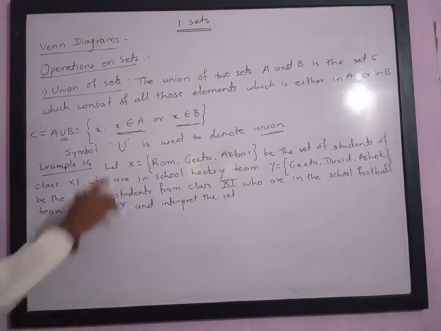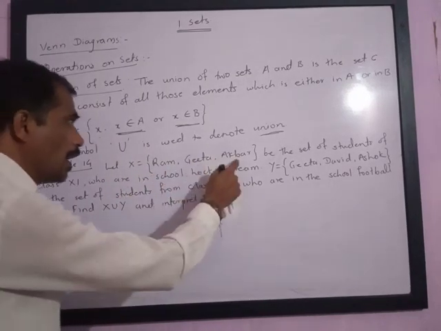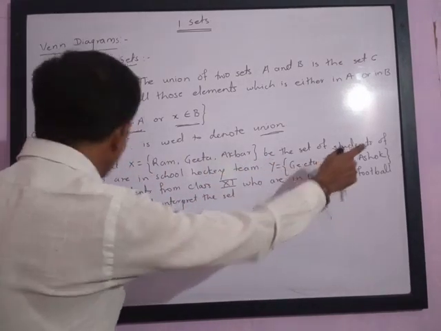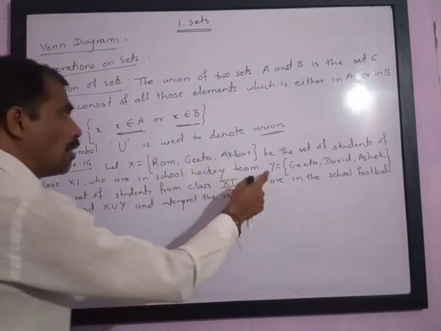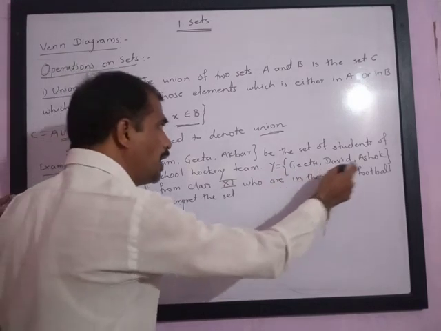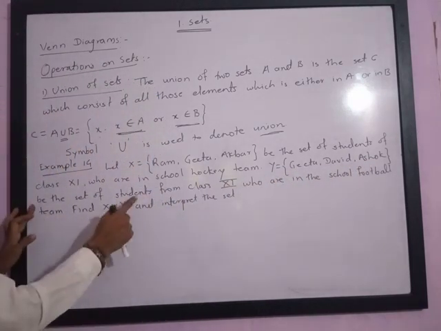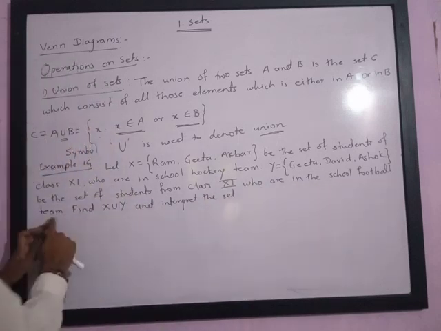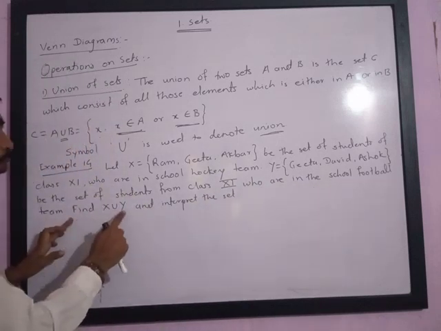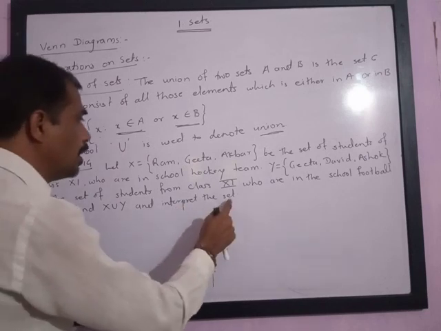14th example. Let X be the set of Ram, Geeta and Akbar, the set of students of class 11 who are in the school hockey team, and Y be the set of Geeta, David and Ashok, the set of students from class 11 who are in the school football team. Find X union Y and interpret the set.